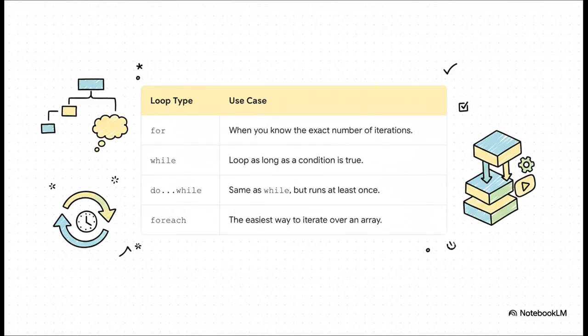A for loop? That's your go-to when you know exactly how many times you need to repeat something. A while loop is what you use when you just need to keep going as long as a condition is true. The do-while loop is a small variation that just makes sure the code runs at least once. And for arrays, foreach is your absolute best friend. It is hands down the cleanest, easiest way to work through every single item in a collection.